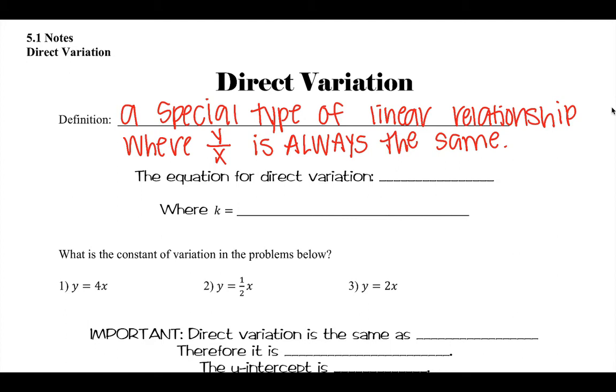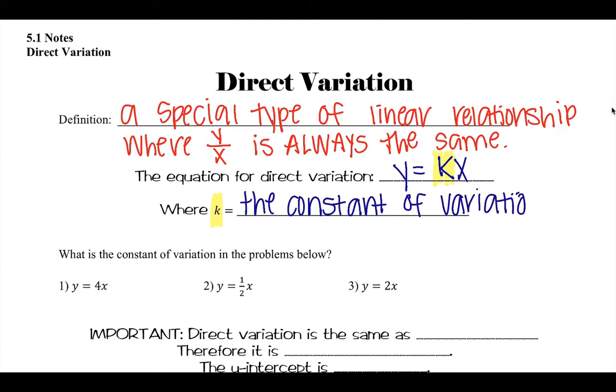So the equation for this is y equals kx. And k in this equation is called the constant of variation. And k is just where you get the y divided by x. So k, your constant of variation, is y divided by x.